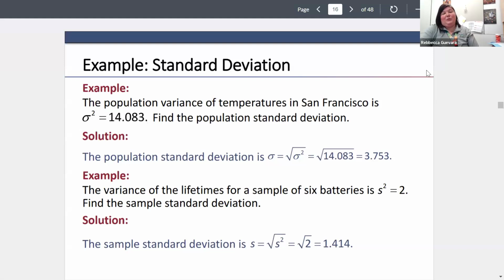If we go back to those batteries, we figured out that the variance for the batteries was 2 hours. That was a sample. We have s squared is 2. So if I want to figure out s, my sample standard deviation, I just take the square root of s squared, so the square root of 2, which is 1.414.